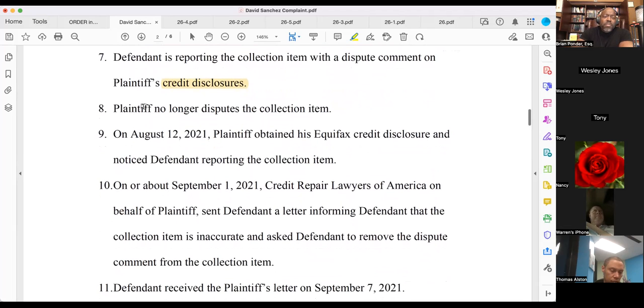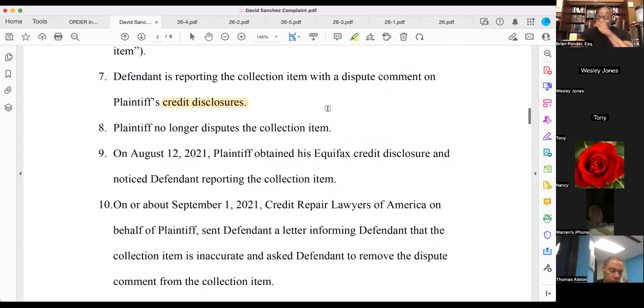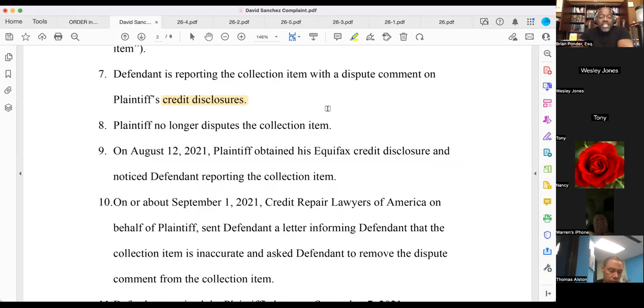All right. Plaintiff no longer disputes the collection item. All right. This might be the entry. Well, it says general allegations. You know, when you read these things, this case is going to be a good case to illustrate how the courts think about this. But as you look at this, I'm gonna think aloud because there's a way this could be better. It would be better if this person actually obtained a consumer report.